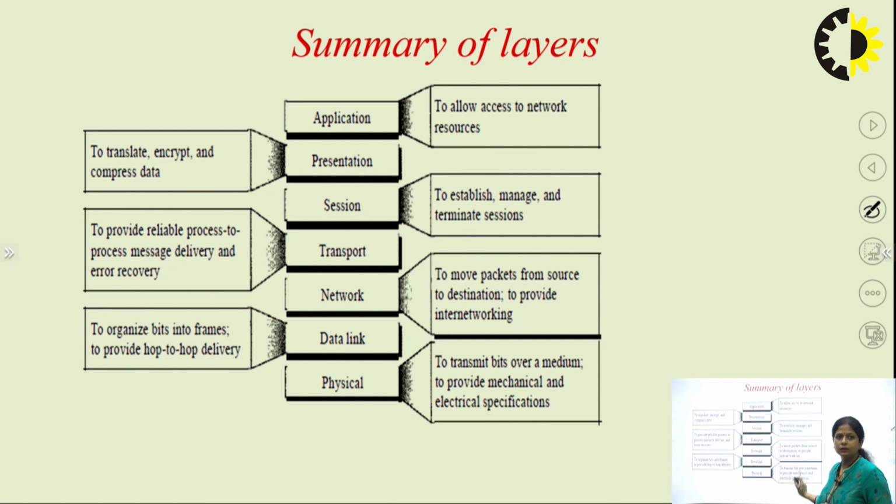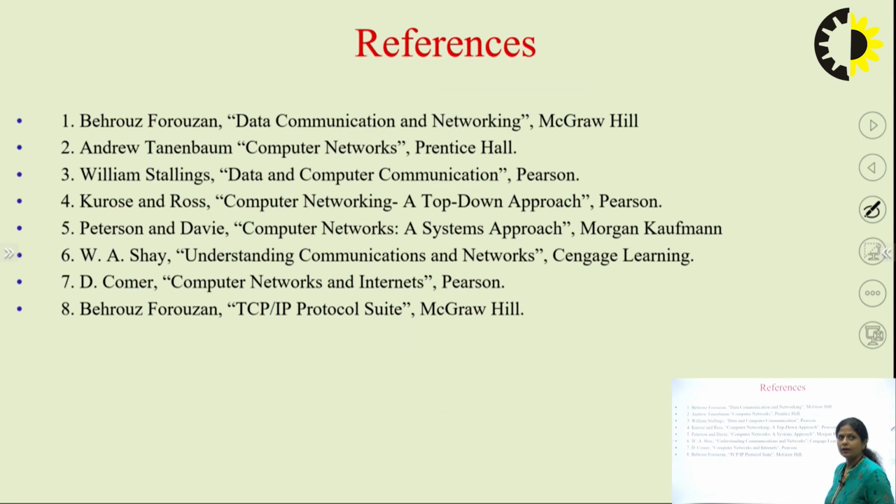So that is the summary of all 7 layers which we have discussed. That is physical, data link layer, network layer, transport layer, session, presentation and application. And with the help of this diagram, we can easily see what exactly the function of each and every layer is, right? So I rest my class here only.